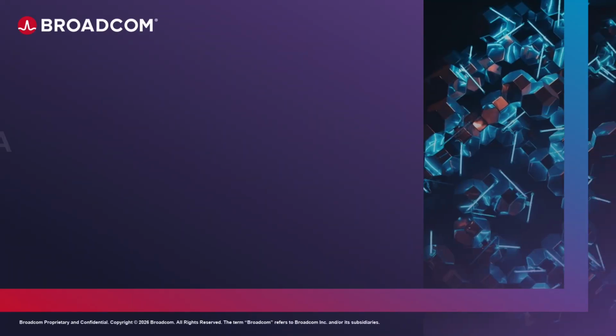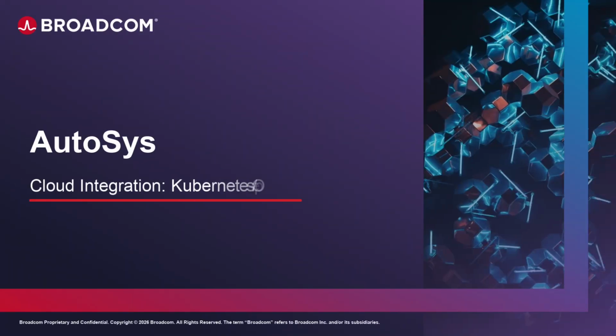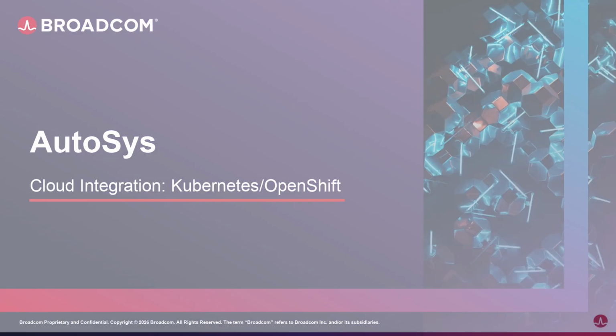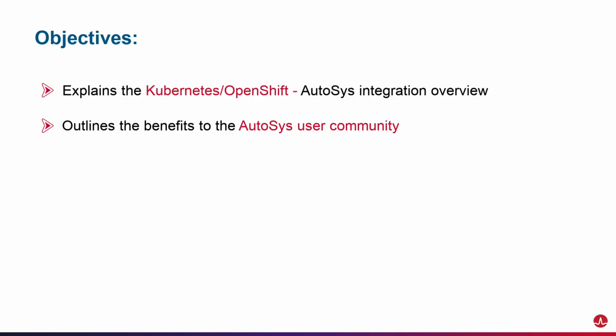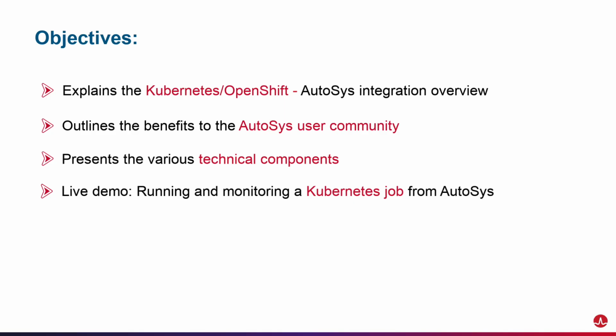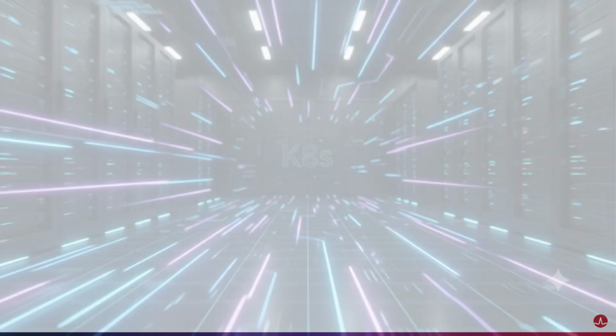Welcome to this video on the AutoSys Kubernetes OpenShift solution. We'll provide a high-level introduction to how AutoSys integrates with Kubernetes or OpenShift to automate, execute, and monitor containerized workloads as part of your enterprise job scheduling environment. You'll learn about the core integration components, the job submission sequence, and then a live demo showing a Kubernetes job being run and monitored directly from AutoSys.